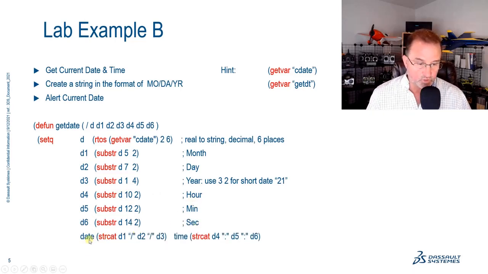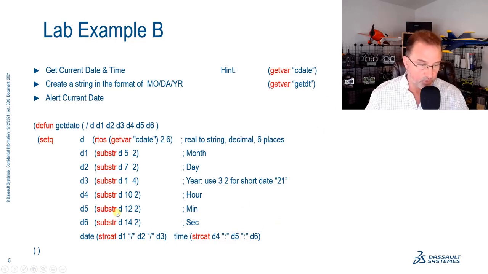So we can create 2 variables. Instead of putting this down on the second line, I just put it all on the same line here. I've got 2 variables that I'm creating. One is date, where I'm going to strcat D1 with a slash, D2, D3 to give me my date, and time is going to be D4 with a colon, D5, and D6, and those things are just put together.